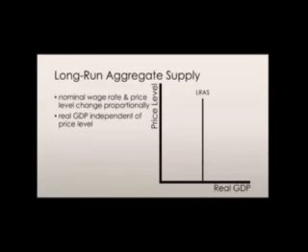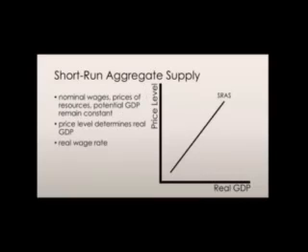This quantity is the same regardless of the price level, which you can see because the curve is a vertical line. Long-run aggregate supply is vertical because as the general price level increases, the prices of factors of production will increase as well in the long run. So real GDP does not really change with the increase in the price level.